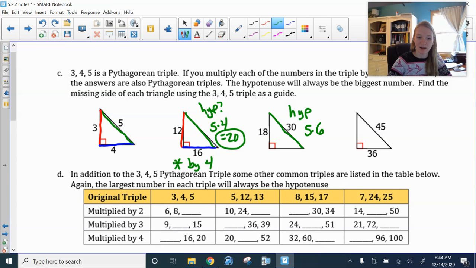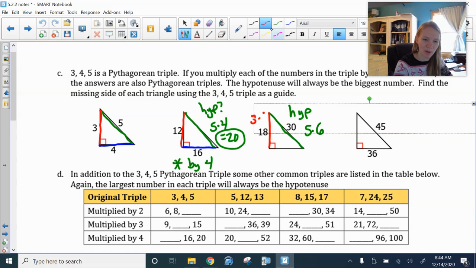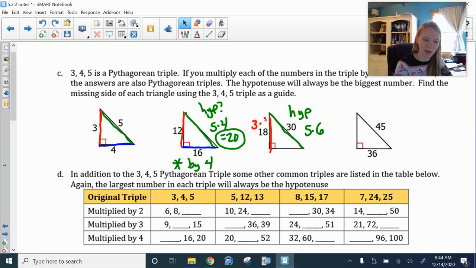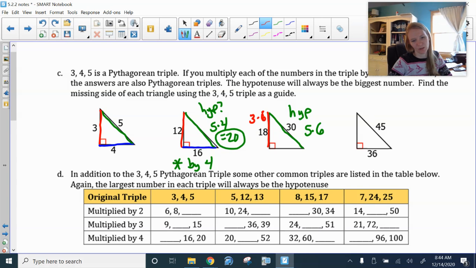Try that again. There we go. So does 3 times 6 make 18? That way we know which side we're dealing with. I don't know why it's doing that. Try that one more time. There we go. That looks funny. So that means our missing side on the bottom would have to be 4 times 6, or 24.